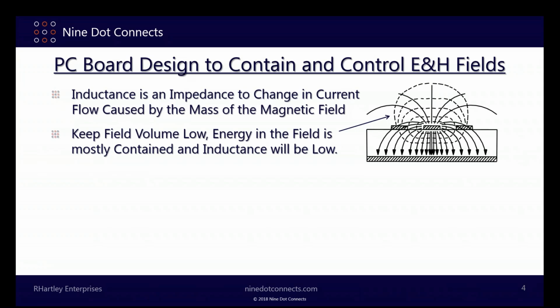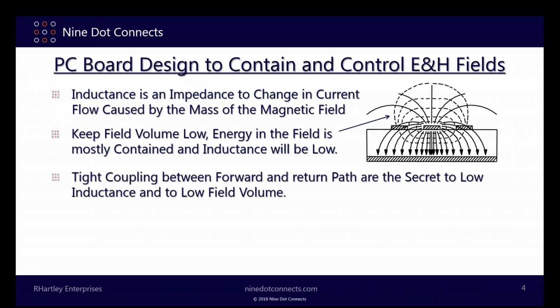There is a relationship between trace size and inductance. But the main feature that lowers inductance is to keep the proximity between the trace and its return path as tight as reasonably possible. Now, obviously, there's a point where you can get the trace too close to the return plane, and then you put yourself at risk of creating such a low impedance that it can cause other problems. But when we're talking about transmission lines, we want to control inductance.